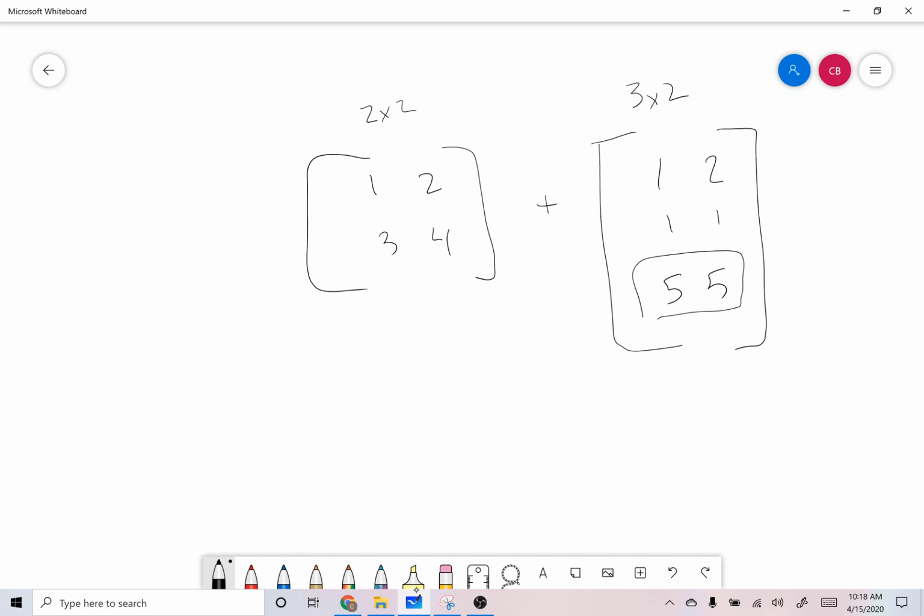You can't just create a new row on the other one and say there's zeros. That doesn't work. And so you would say not able to add, or subtract for that matter.